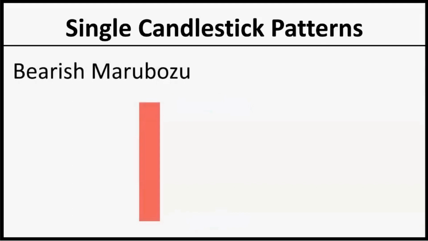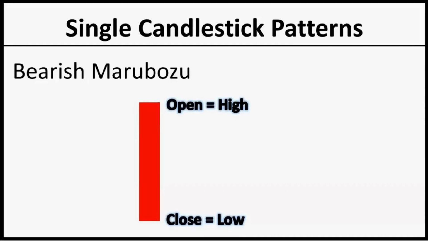Next is the bearish Marubozu, which indicates a strong bearish momentum in the market. And as you see, it is a complete red candle with no or a very tiny wick. The close of this candle is almost equal to its low and the open of this candle is almost equal to its high. And if such a candle appears in the market, it indicates that for that time, the bulls were silent and the bears were completely controlling the market.